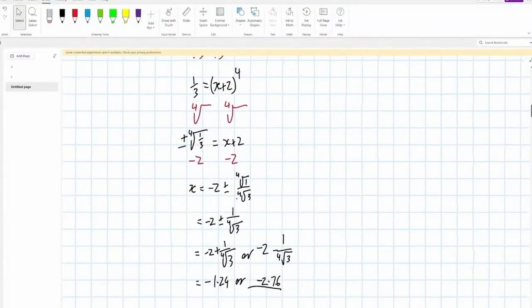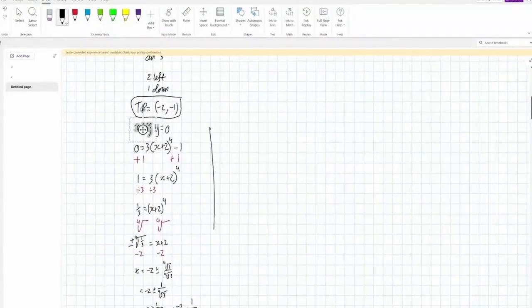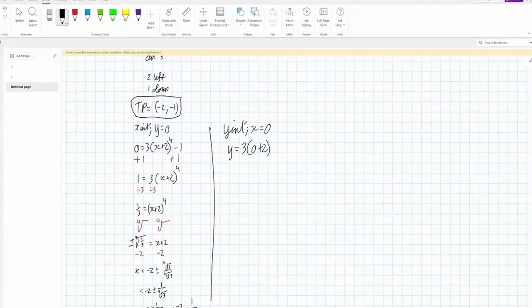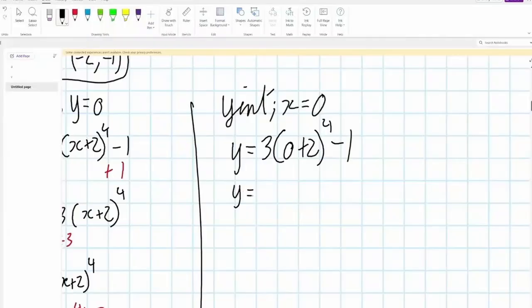Now we've got to go ahead and find our y-intercept. So finding the y-intercept, of course, what does x equal at the y-intercept? It, of course, is 0. And so what does this mean? It means that we're going to get y equals 3(0 + 2)^4 - 1. Okay, so that means we've got y equals 3(0 + 2)^4 - 1. Oh, that's a bit of a hard question. I think that might be 2 to the 4 minus 1.